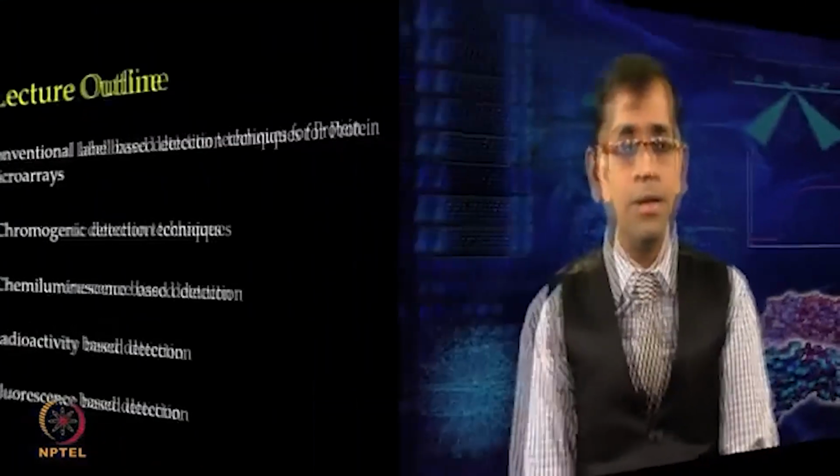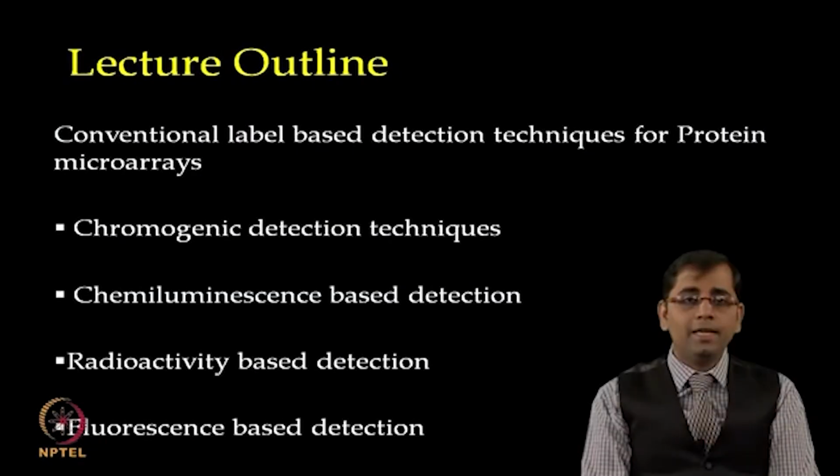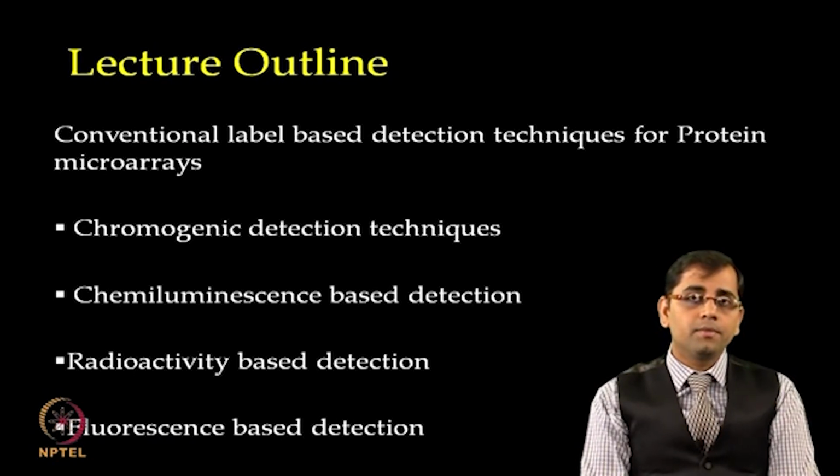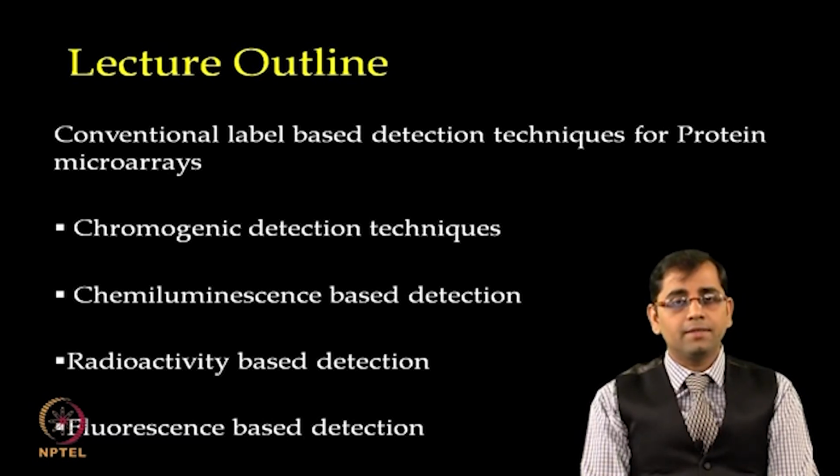In proteomics applications, there is a need to detect a very dynamic range of proteins, those which are present in low abundance as well as in high abundance. It is very easy to detect high abundant proteins, but detection of very low abundant proteins requires sensitive detection platforms. In today's lecture, we will talk about different types of detection platforms focusing more on the conventional label based detection techniques.